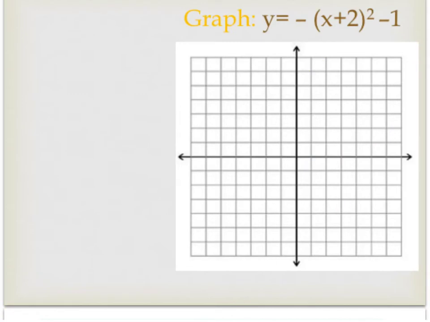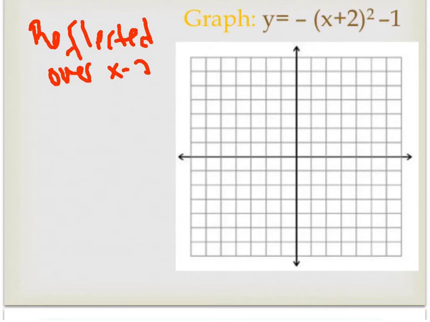Alright, so this guy has lots of stuff going on. So let's just start with the fact that he was reflected over the x-axis. It was also shifted left 2, and then it's also shifted down 1. So I have multiple things that I need to do right now. So let's start with our parent function points, right?